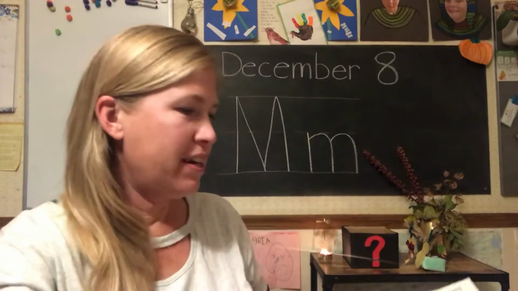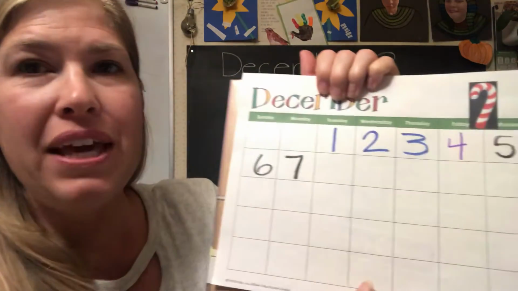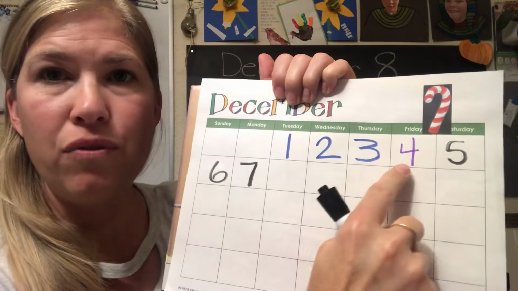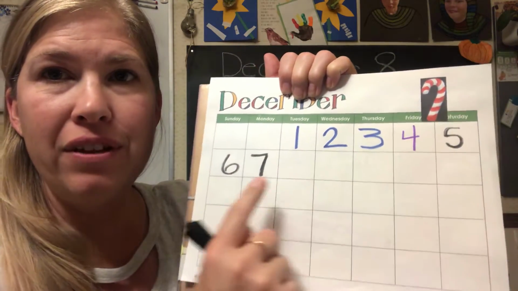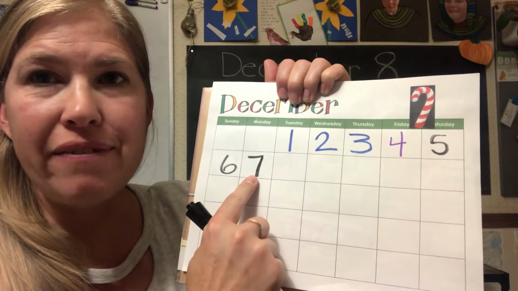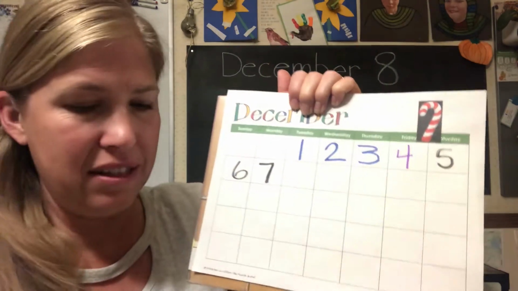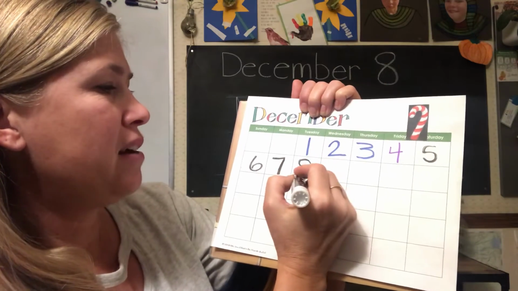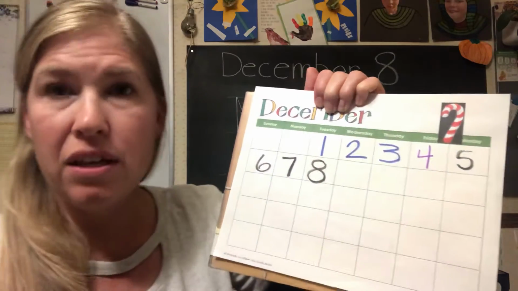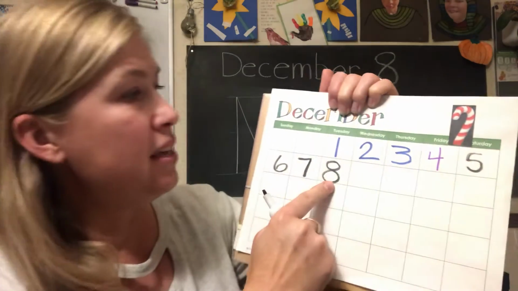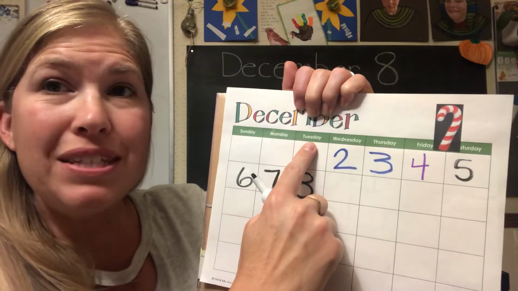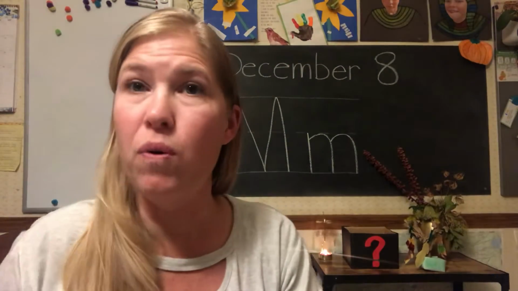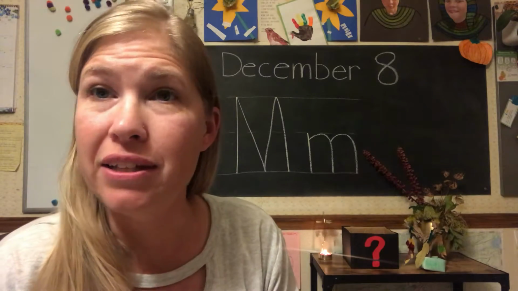So let's go to our calendar, and we have 1, 2, 3, 4, 5, 6, 7, 8. Let me write in 8, and we are using a black marker today. So 8, and it's Tuesday. Alrighty, and what is the letter that we are studying this week?